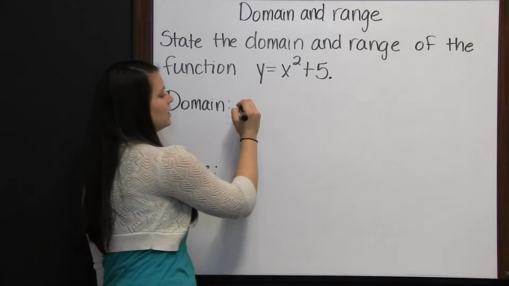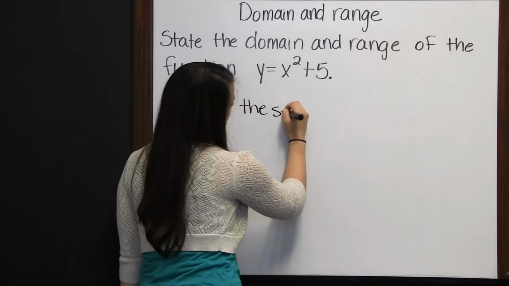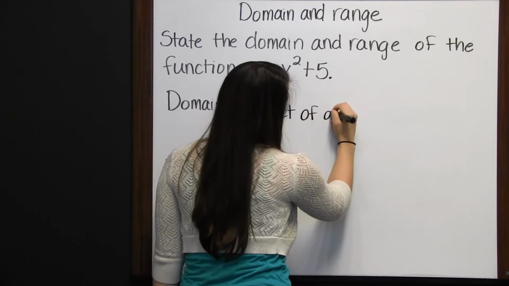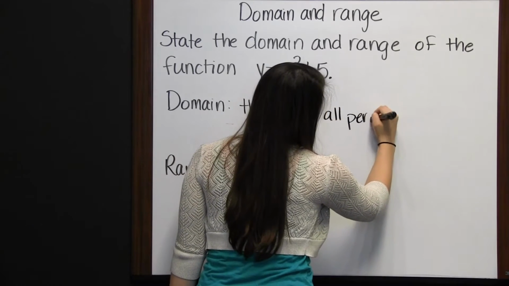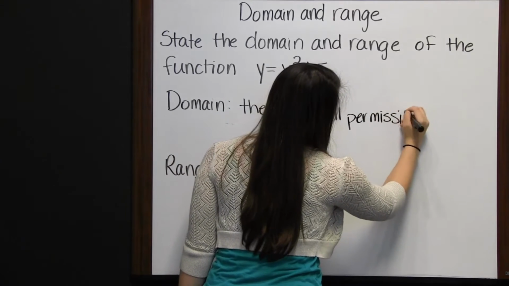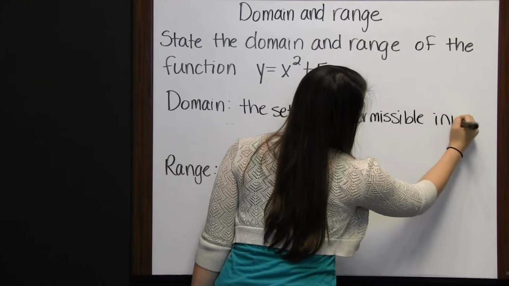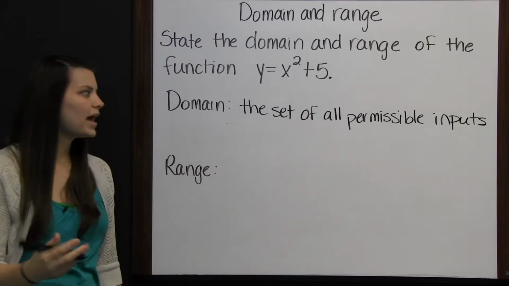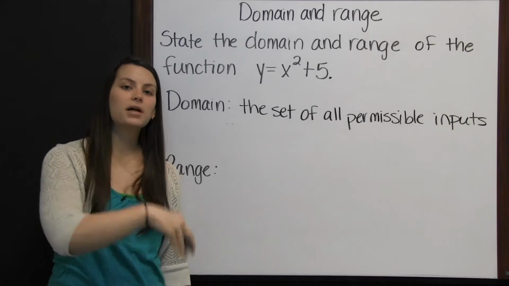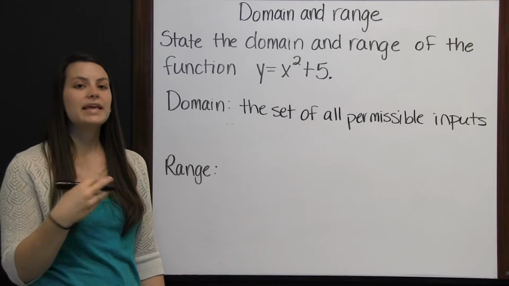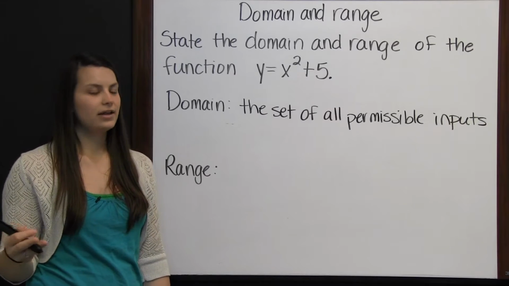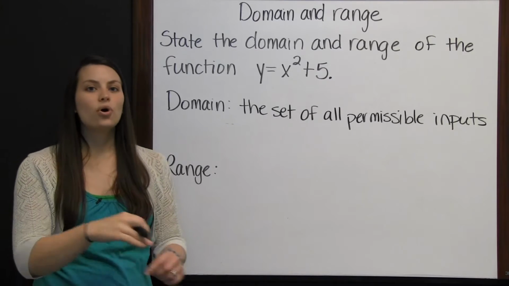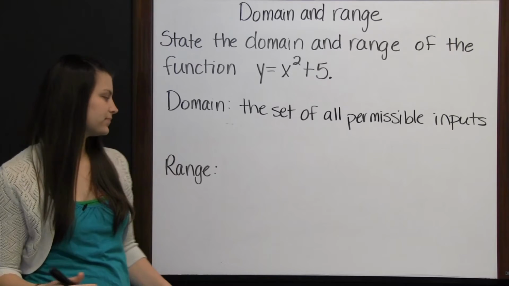So the domain is the set of all permissible inputs. Inputs, again, being x values, the numbers that can be plugged in for x. So it's any number that can be plugged in for x. And the domain is the whole set of those numbers.